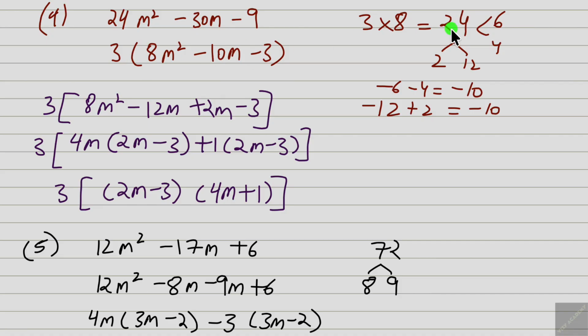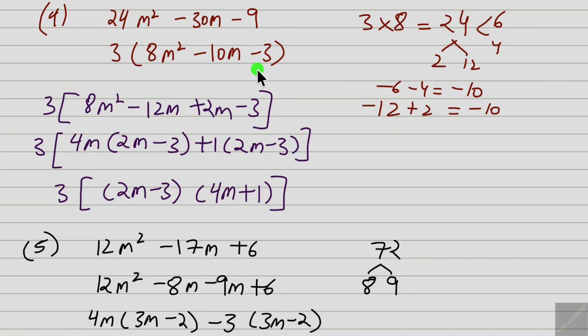So 3 times 8 is 24. Now we have 2 and 12 also, 6 and 4. 12 minus 2 is also equal to 10 and 6 plus 4 is also equal to 10. But we need negative 10. So negative 6, negative 4 will be equal to negative 10 and negative 12 plus 2 is also equal to negative 10. Remember I spoke about even number of signs.